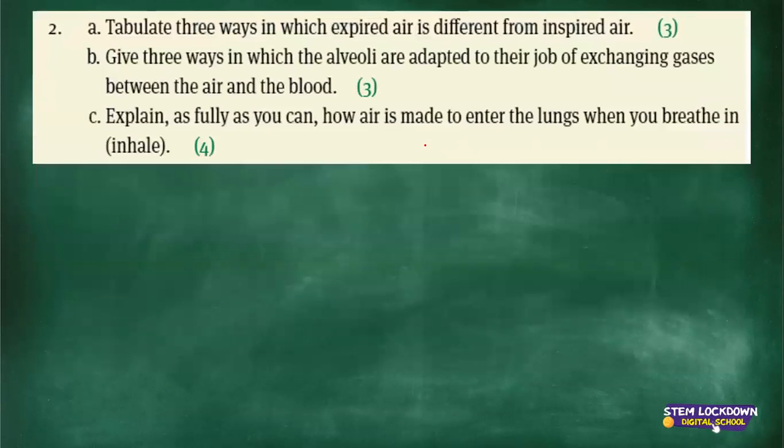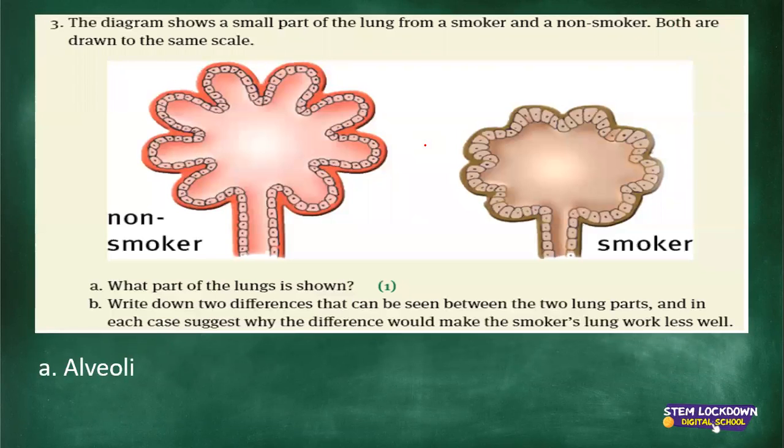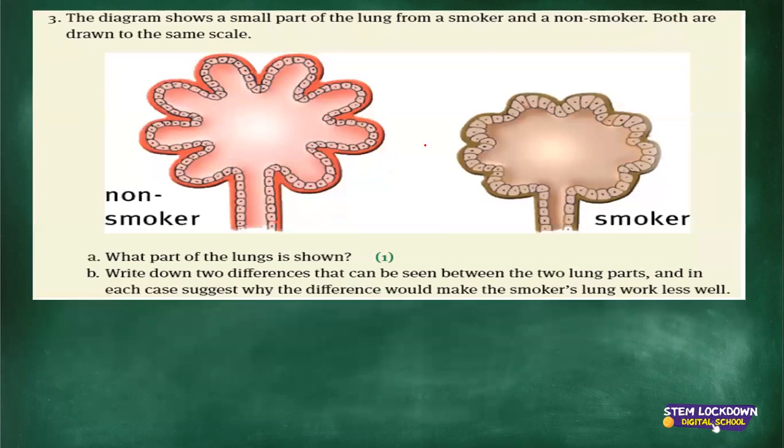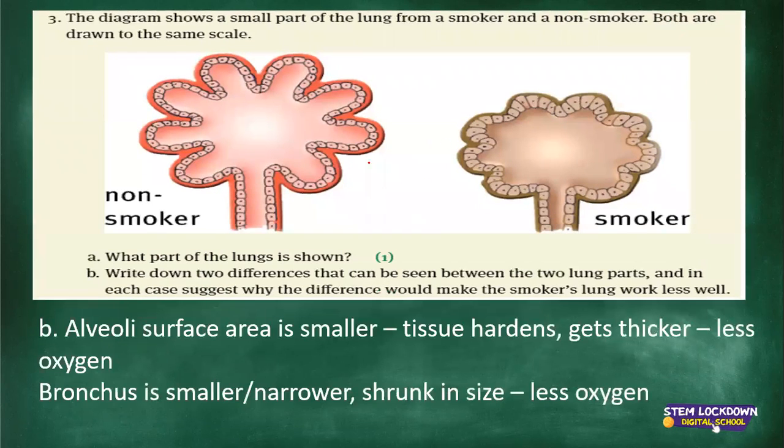So now, let's look at this one we are looking at right now. This lung here, this alveoli here, it's thicker. When it gets thicker, because of the tar buildup, it does what? It hardens. Then there would be less oxygen. Why? Because now surface area is decreased. There's not enough space in here.